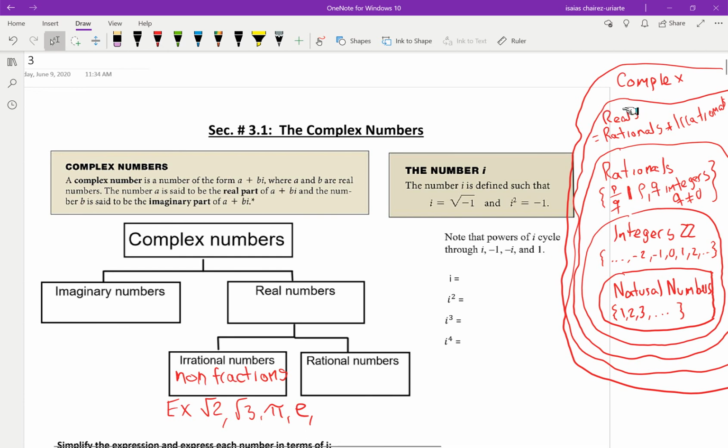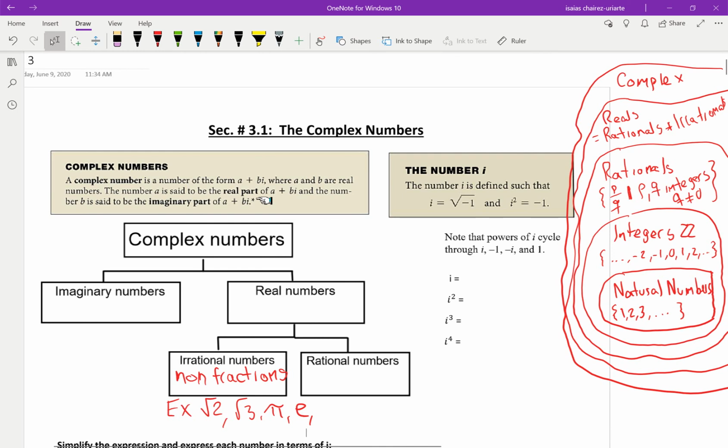Then the real numbers consist of all the fractions plus all the irrationals, all those little weird numbers that cannot be expressed as fractions. It turns out that there are a lot of these irrationals out there. And then there's an even bigger set of numbers called the complex numbers. The complex numbers are what we're going to talk about in this section.